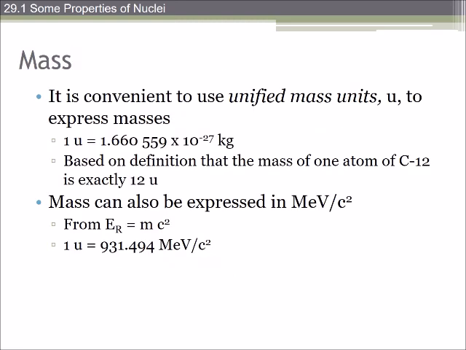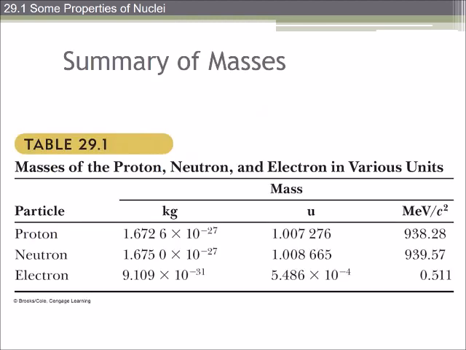It's convenient to use a unified mass unit to express mass. So 1 u is equal to this many kilograms, based on the definition of mass that comes from one carbon-12 atom, which we could also write like this. It's exactly 12 u. The mass can also be expressed in mega electron volts per c squared. That's just another way to do it. I haven't seen that very much, but we've used u in this class thus far. So here's a table of the different masses. A proton is a little more than one, a neutron is a little bit more than one, and an electron is teeny tiny.